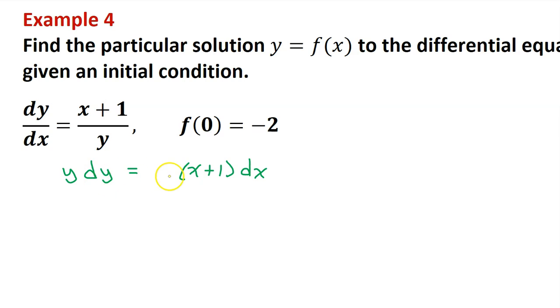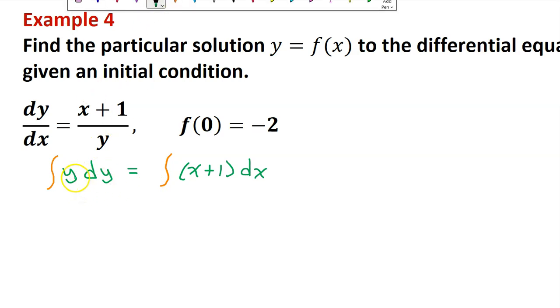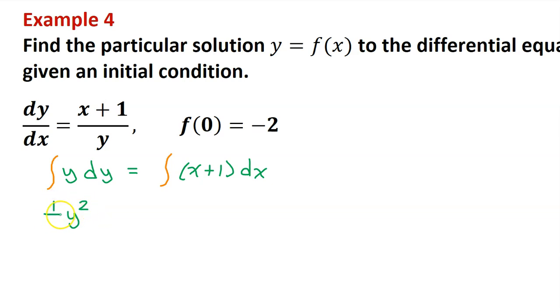Now that we have separated the variables, we can take the antiderivative of both sides of the equation. On the left side, we will use the power rule. Increasing the power by 1 gives us y squared. Dividing by the new power gives us a 1/2 in the front. We will save the plus c for the right-hand side. On the right-hand side, we can take the antiderivative term by term. The antiderivative of x is 1/2 x squared, and the antiderivative of 1 is simply x. And now we do the plus c.